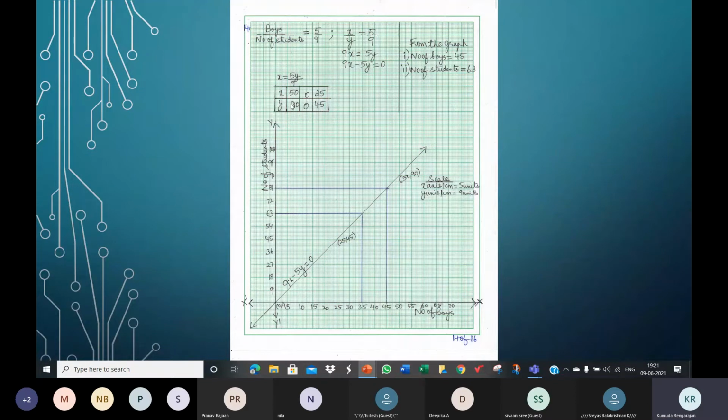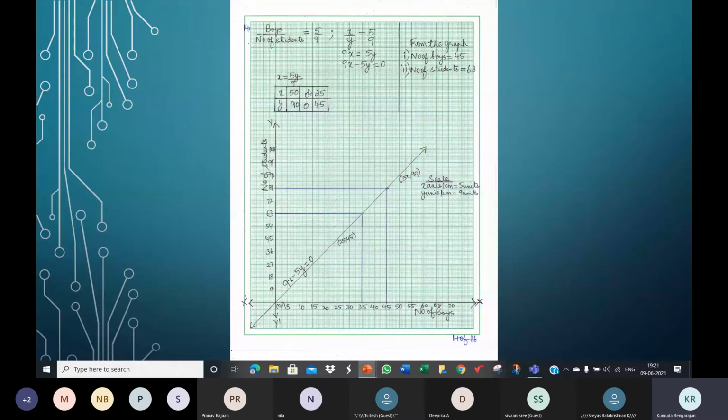And look at the y values: 90, 0, 45, 63. This is the y value, number of students. We have to answer 2 questions from the graph. We'll work the answers algebraically. When the number of students in the class is given, that means y is given to us, so when y is something, we found x algebraically. And given the number of boys, that is given x, we found y algebraically by substituting in the equation.